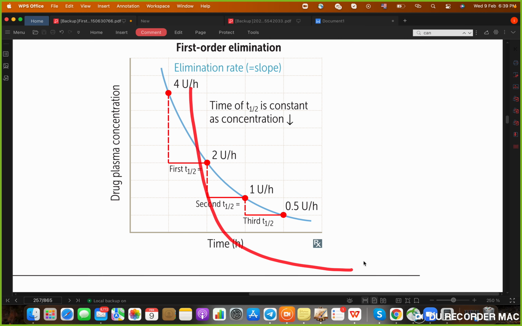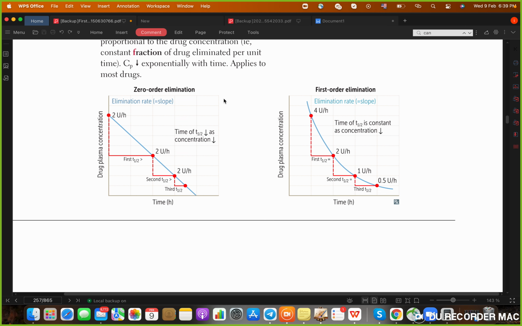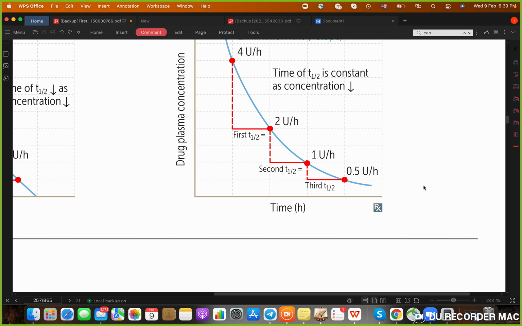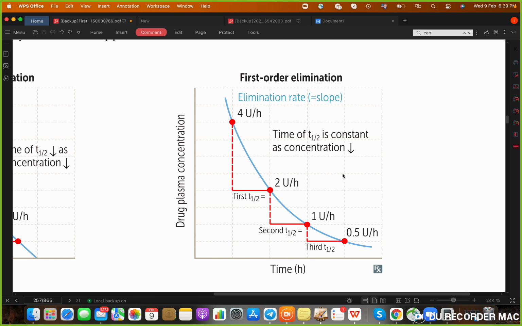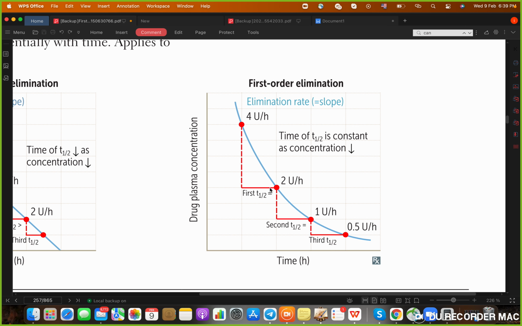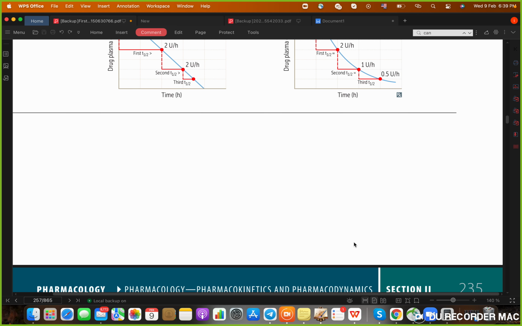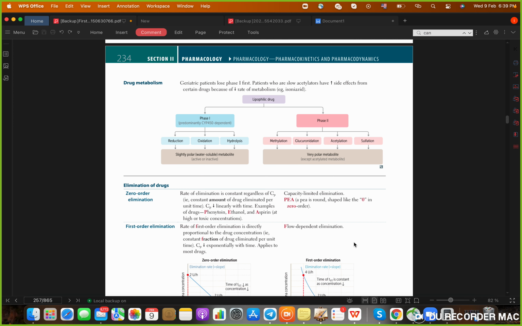It's curved, right? And if you focus on the half-life, they are exactly the same, which is different from zero order kinetics, in which the half-lives were changing. So in first order kinetics, it's a fraction lost, and the half-life will be exactly the same, as you can see. So it was 4 after the first half-life, then 2, 1, 0.5. Okay, so that's the main difference between zero and first order kinetics.